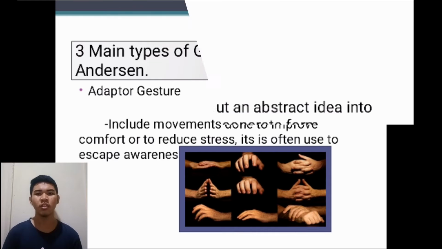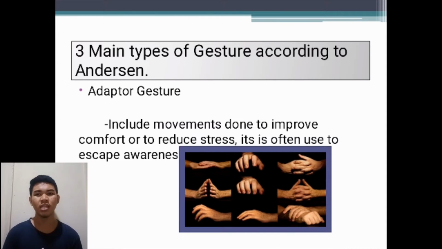In addition, according to Peter A. Andersen, there are 3 types of gestures. These are adapters, emblems, and illustrators. First, let's talk about adapter gestures. Adapter gestures are touching behavior and movement that indicates internal state typically related to arousal or anxiety. It can be targeted towards the self, objects, or others. This can also include movements that improve comfort to reduce stress. Examples of adapter gestures include subconsciously clicking of pens and shaking of legs during classes.